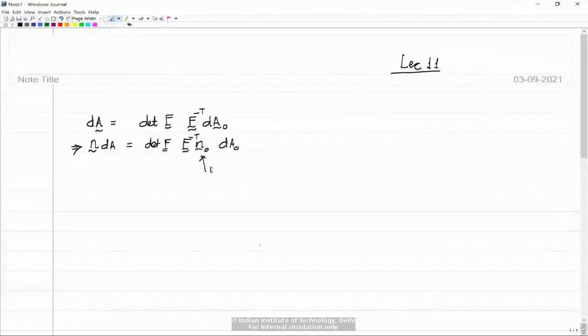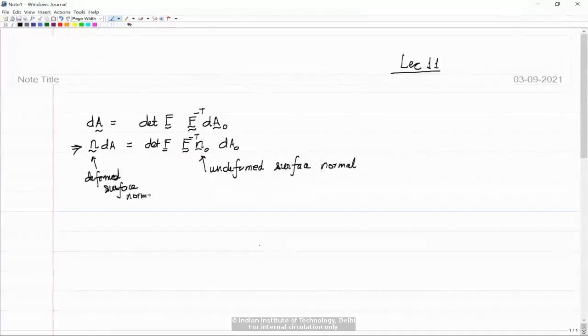So remember, this is undeformed surface normal, whereas this is the deformed surface normal. Okay, so from here you can easily see that the deformed surface normal n, which is a unit vector, see the normals are always unit vector, so n is then going to be F inverse transpose n naught divided by mod of it.